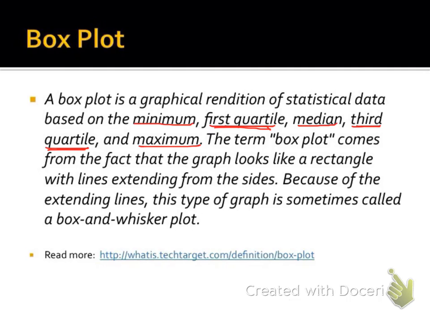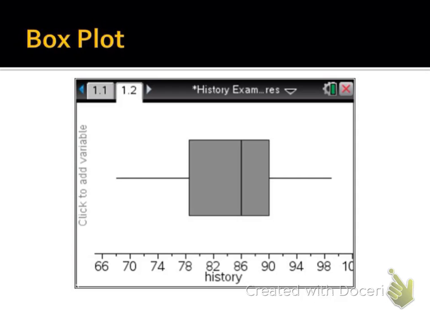Continuing with our definition, the term box plot comes from the fact that the graph looks like a rectangle, a box, with lines extending from the sides. Because of the extending lines, this type of graph is sometimes called a box and whisker plot because the lines kind of look like whiskers sticking out of the ends. So here's what it would look like for our history exam information. Okay, so here's our rectangle that they were talking about. And then here's the extending lines out to either side.